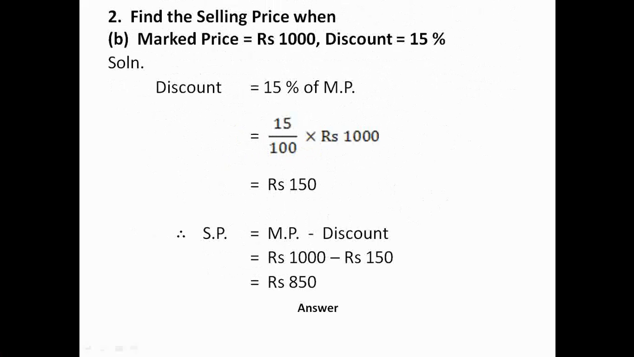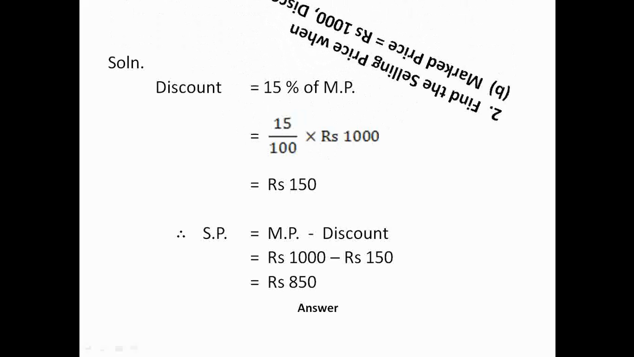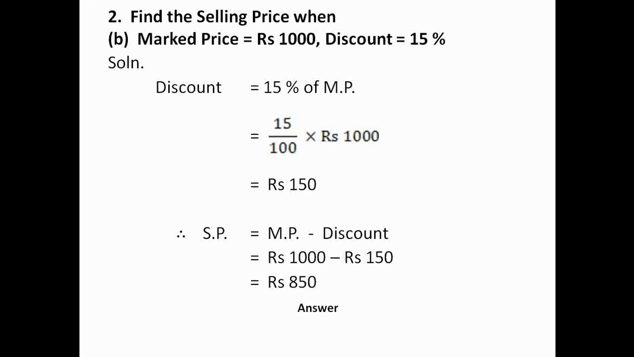In this question, again find the selling price when mark price is rupees 1000 and discount is equal to 15%. Same process, same way you have to apply the formula. Discount equal to 15% of mark price. 15 upon 100 into mark price 1000, you calculate. You will get rupees 150 discount. Then you calculate selling price. Selling price equal to mark price minus discount. So 1000 minus 150 is rupees 850.